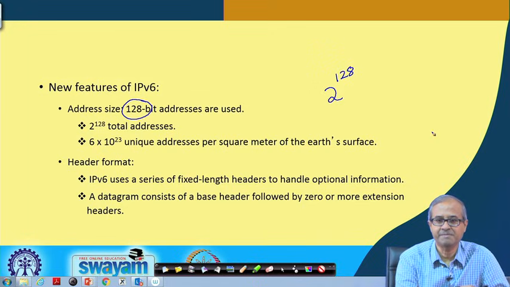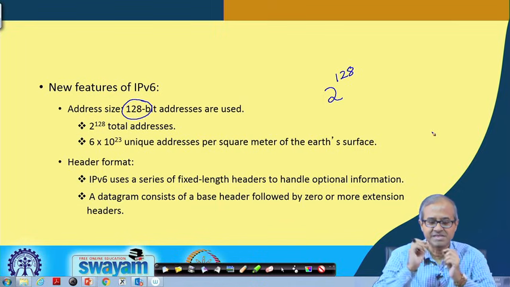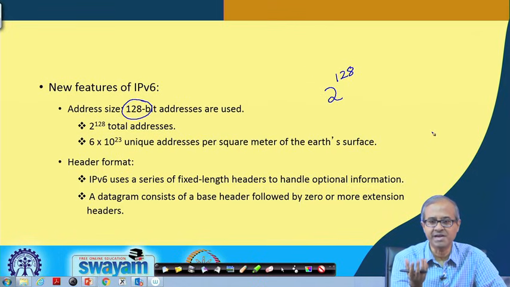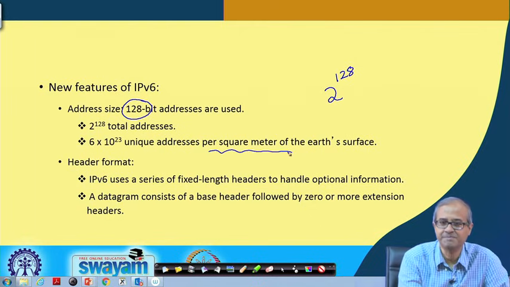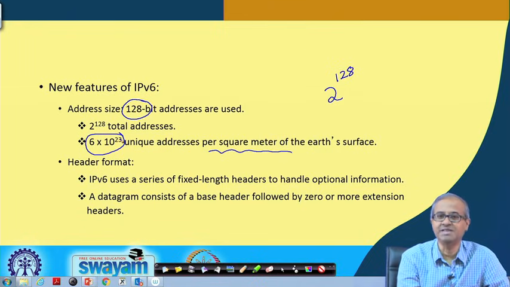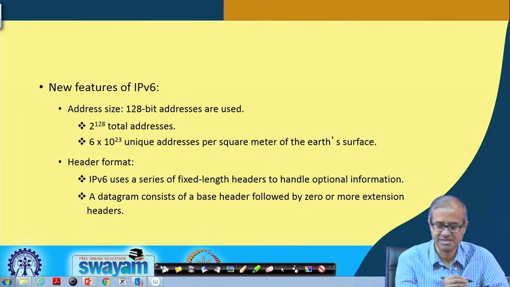Just imagine you think of the surface of the earth. Just assume that I want to assign IP addresses to devices on the surface of the earth. 2 to the power 128 is such a large number that on every square meter of the earth's surface, you can assign about 6 into 10 to the power 23 unique addresses. So this number is indeed huge, and it is expected that this will never be too small in the foreseeable future. So this 128 bit is good enough, quite large.